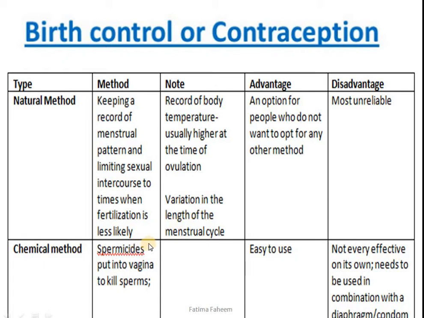Then we have the chemical method where certain chemicals are used, called spermicides, which are placed into the vagina to kill the sperms. This method is easy to use but again not very effective. It needs to be used in combination with other methods, which are mechanical methods.